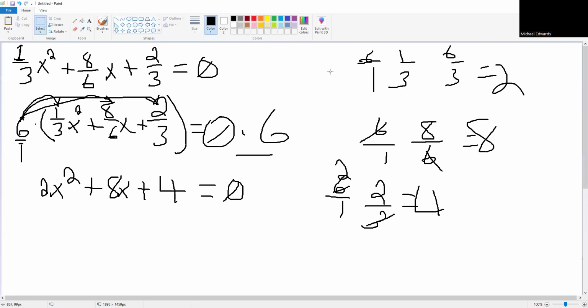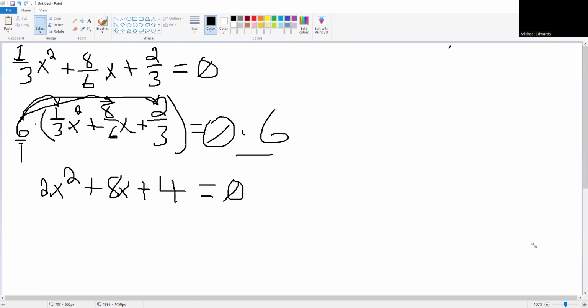Okay. I got to make myself more space because we're going to need it. There. Okay. Now we identify A, which equals 2, B equals 8, and C equals 4. I wonder if my mouse is going dead. It's not acting right. All right. Let's use the quadratic formula. Plug in these variables.